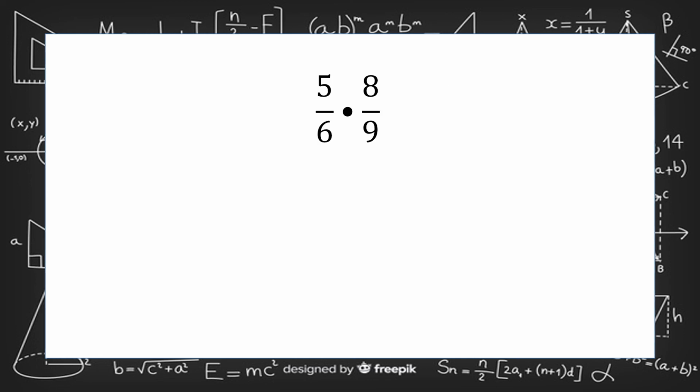5/6 times 8/9. All we have to do is multiply across the top and then multiply across the bottom. So 5 times 8 is 40. 6 times 9 is 54. Now I need to simplify that because they're both even numbers. So I'm going to divide the top by 2 and the bottom by 2. And I do get 20/27.